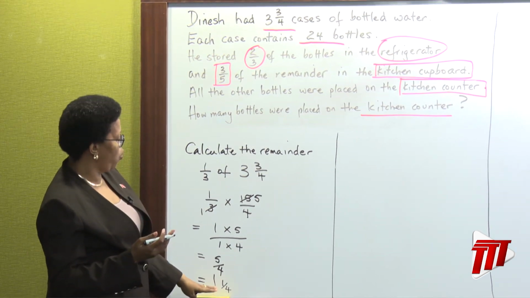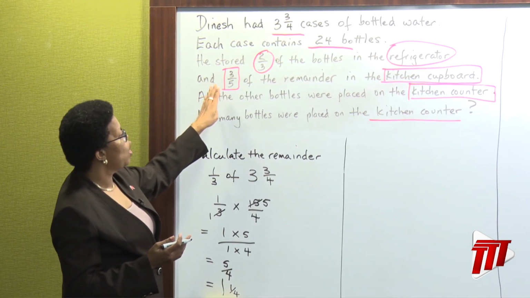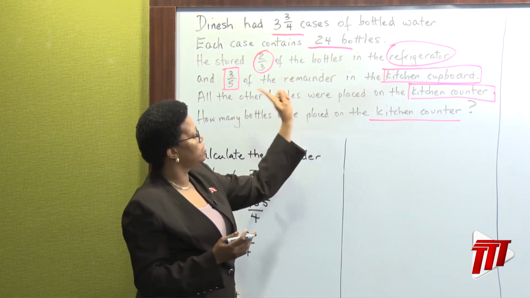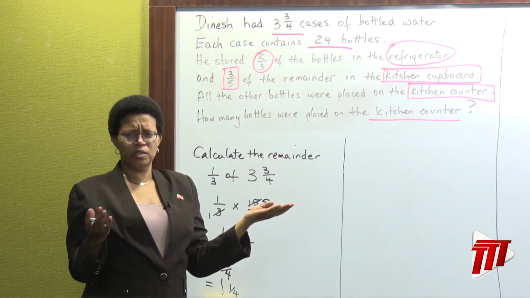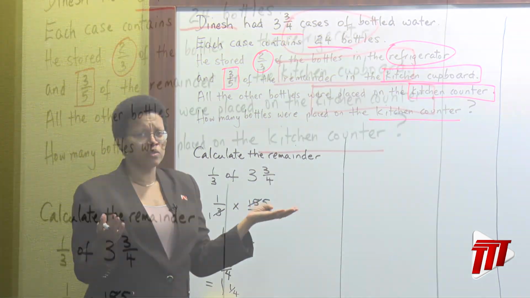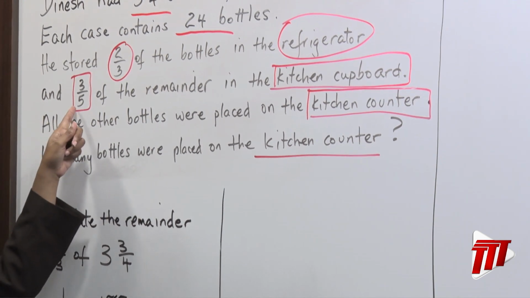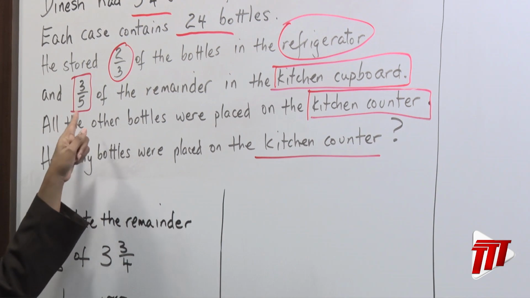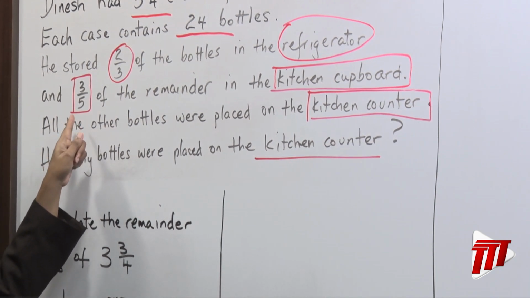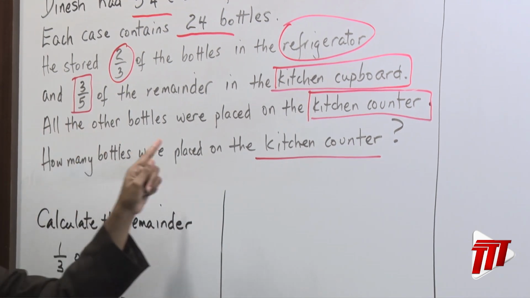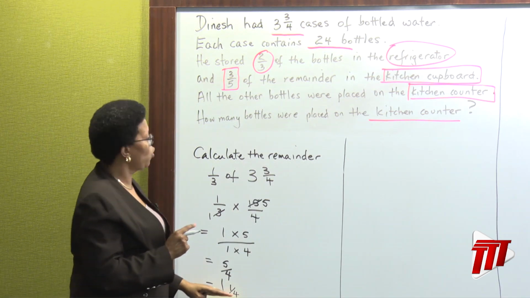If we can find 1 1/4 of the cases remaining, then 3/5 of that was stored in the kitchen cupboard. Again, are we interested in what was stored in the kitchen cupboard? No, we're not. We're really interested in what was not. We want the remainder. If 3/5 are stored in the kitchen cupboard, then 2/5 must be what goes on the kitchen counter. 2/5 of 1 1/4.